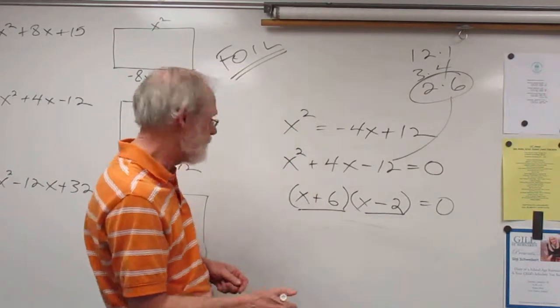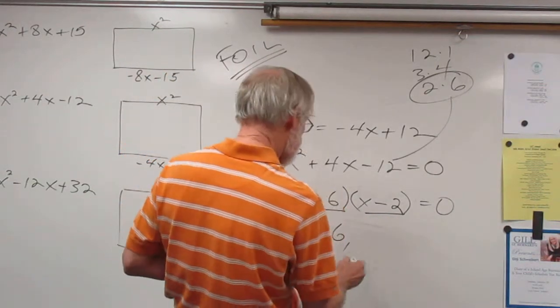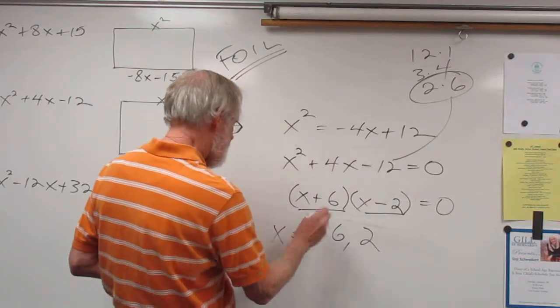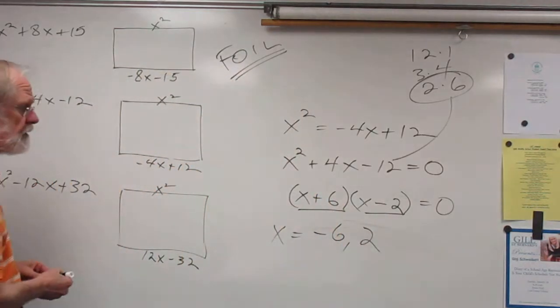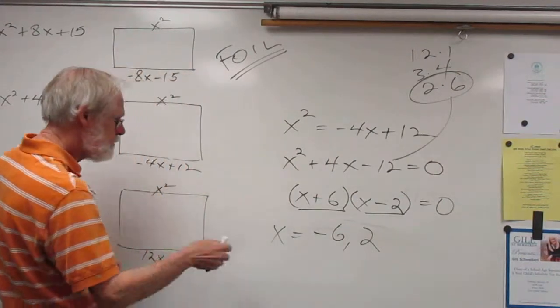That means we have two possible answers. We have negative 6 and we have 2. Now, you really should go back and take a look and make sure they both work. Let's see.